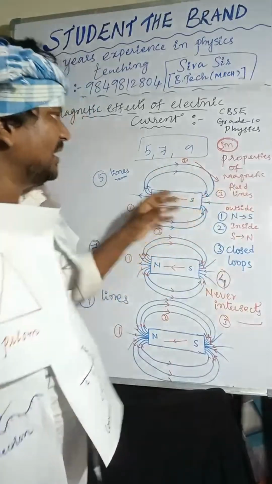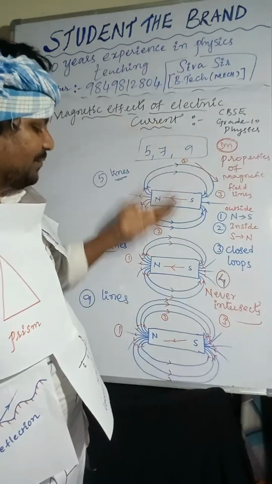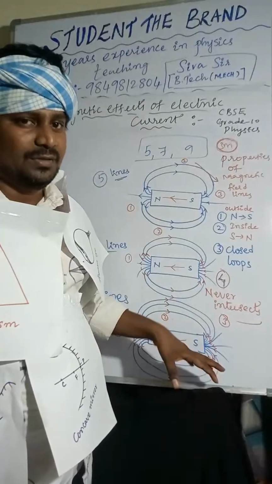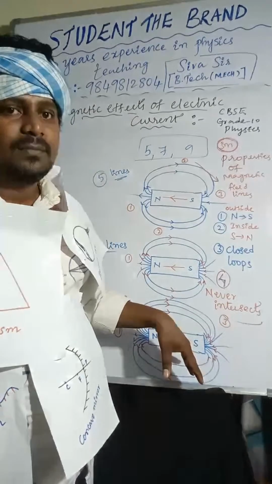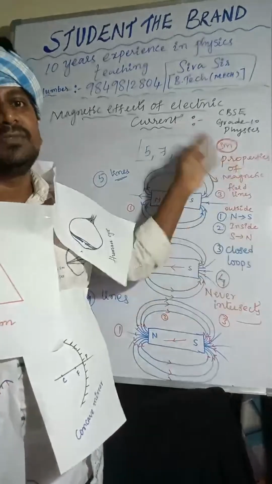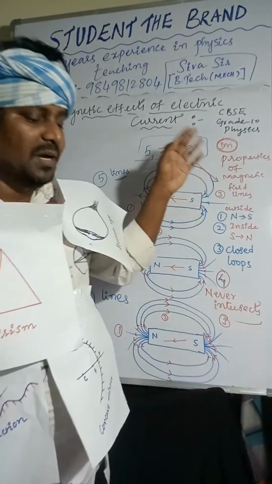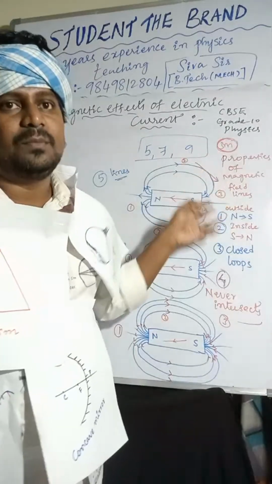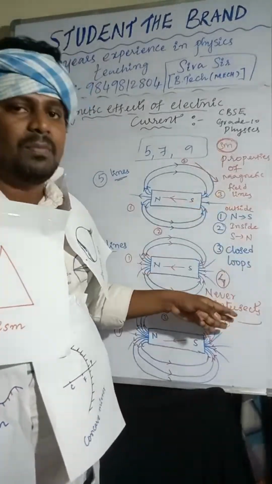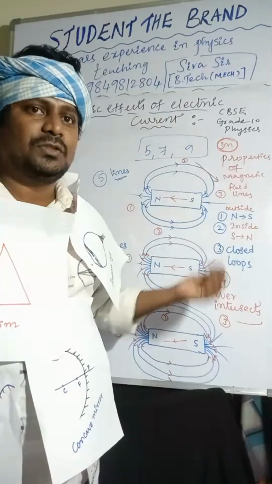And also, I said you can select any number of lines: 5, 7, or 9. My preferred diagram is 9 lines, so I hope it will be good. The properties of magnetic field lines will come for 3 marks in the board exam. There are three properties: outside, inside, and closed loops. Magnetic field lines do not intersect. If they intersect, the compass should show two directions.